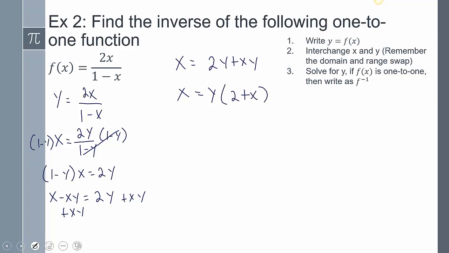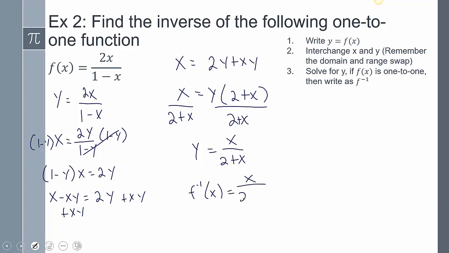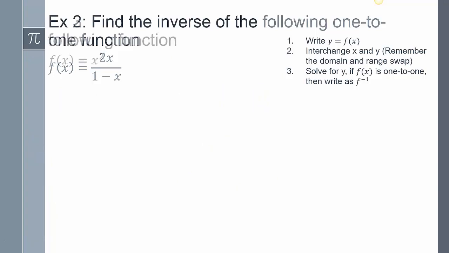And so now I can get y by itself by dividing both sides by 2 plus x. And so y equals x over 2 plus x. And so now I can replace it with that function notation. And that's going to be my inverse.